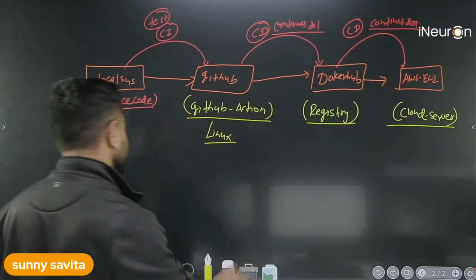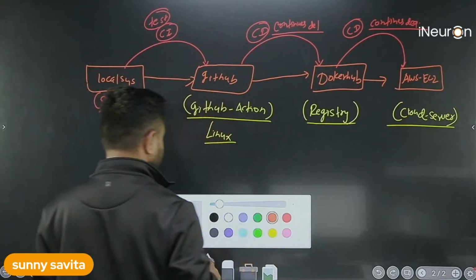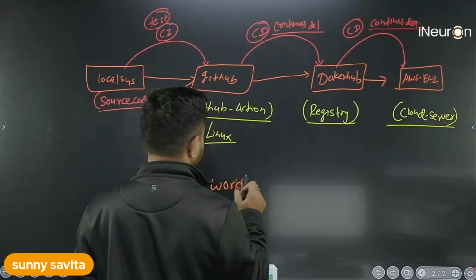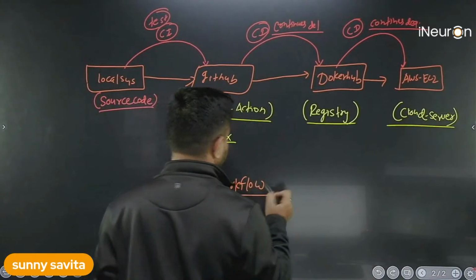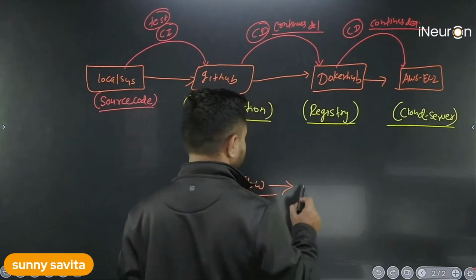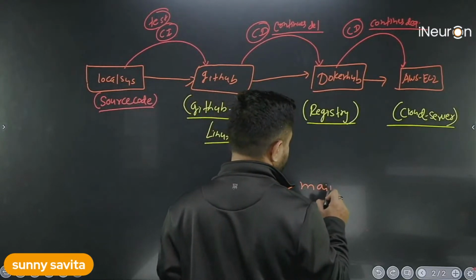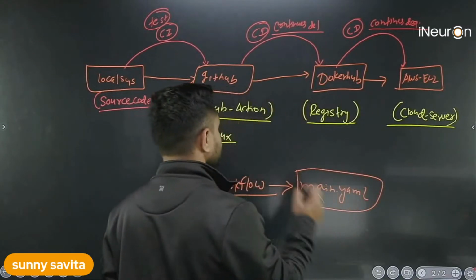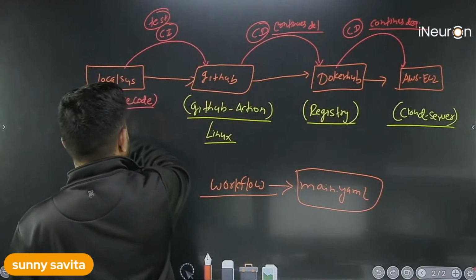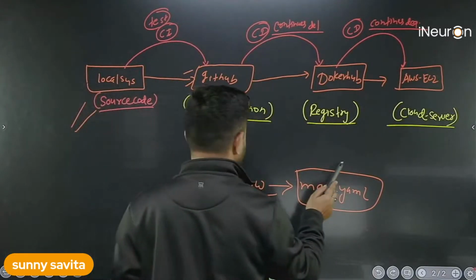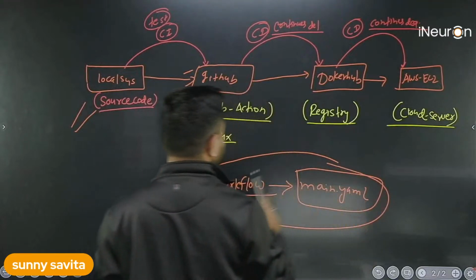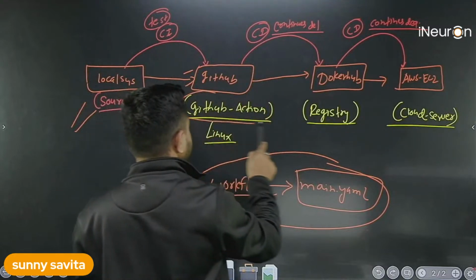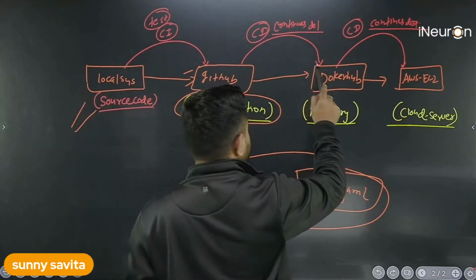For automating this entire thing, I am writing a workflow. I think I showed you the workflow in my previous session. In the workflow, everything is written in one file, named main.yaml. Whenever we push the code from my local to my GitHub, this workflow is automatically triggered and the pipeline is executed. My Docker image will be created here and pushed to the registry, the Docker hub.